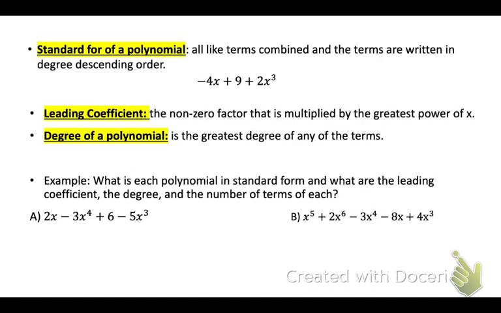Okay, so standard form of a polynomial. All like terms combined and all terms are written in degree of descending order. So I have negative 4x plus 9 plus 2x cubed. Is that in correct form? No. It should be 2x cubed minus 4x plus 9, shouldn't it?